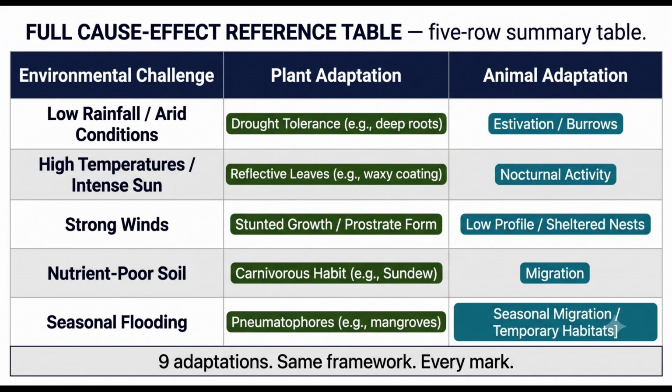Here is your full cause-effect reference table. 5 environmental challenges, mapped to 9 adaptations across plant and animal columns. Waterlogged leaves: drip tip. Very low light: large leaves, epiphyte, arboreal lifestyle. Nutrient-poor, shallow soil: buttress roots. Competition for sunlight: liana, epiphyte, niche partitioning. Predation risk: camouflage. Every row of this table is a cause-effect relationship.